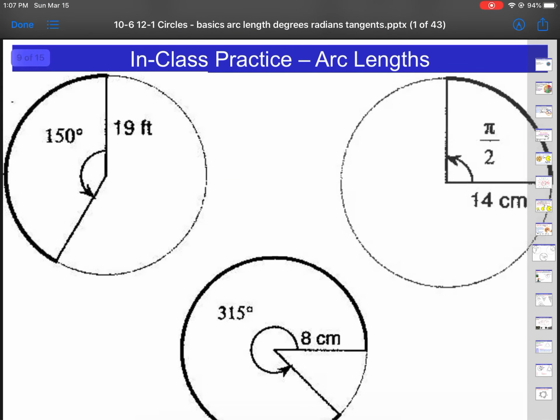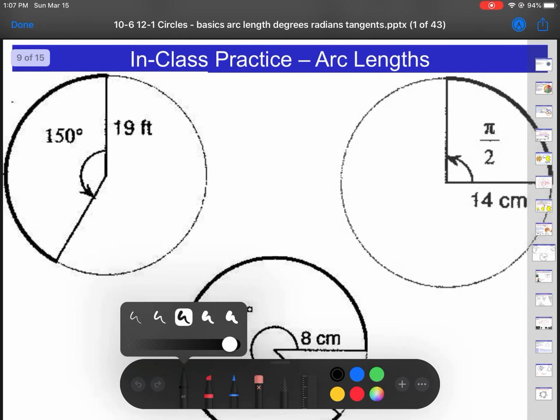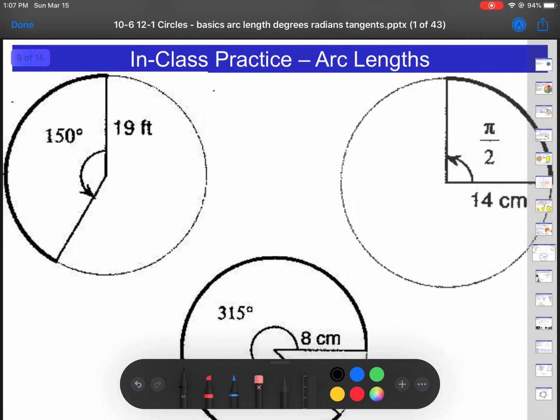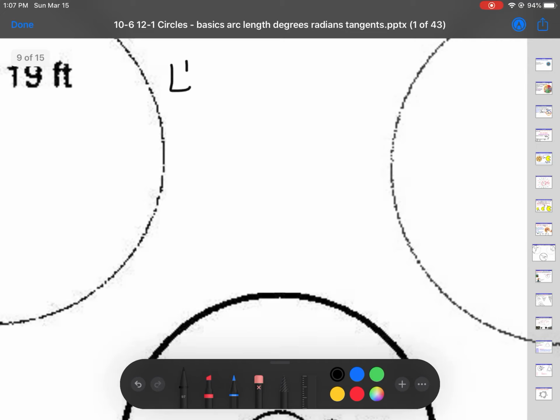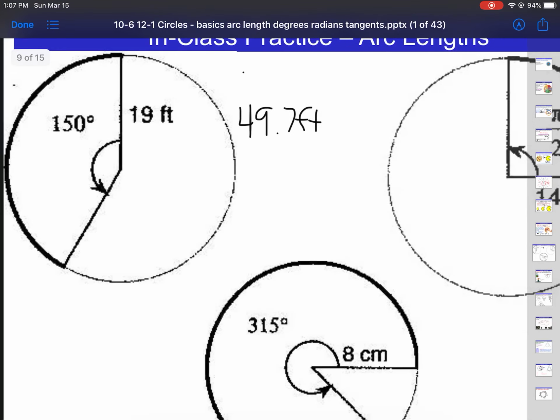All right, so to find the arc length, I'm just going to give you the answers for these, and then you guys can check what you get, see if you guys got the same thing. All right, so for the first one, let's see, I rounded it, so I included pi. I multiplied by pi to get 49.7 feet is this arc length here.